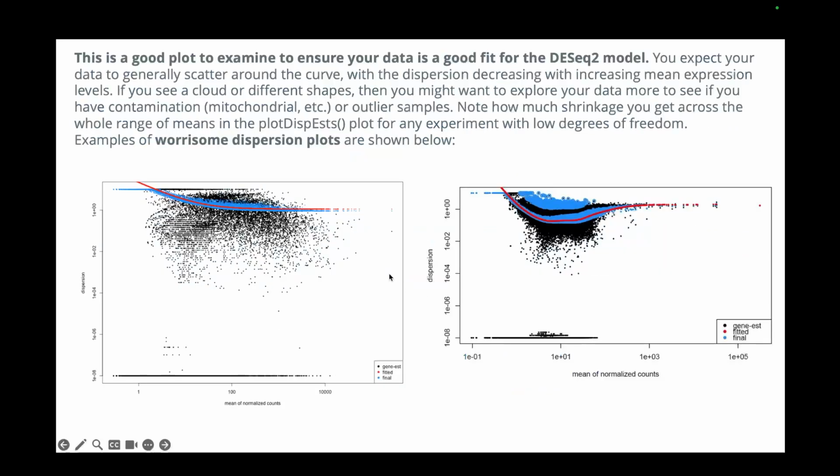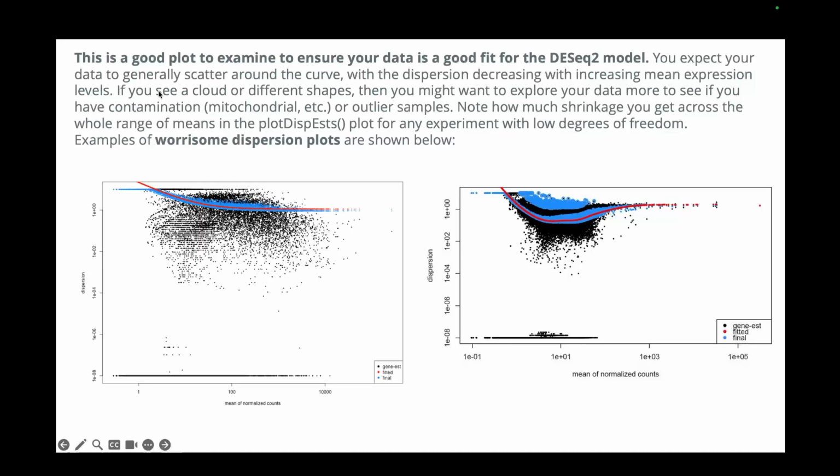Okay. So this is a good plot to examine and ensure that your data is a good fit for the DESeq2 model. You expect your data to generally scatter around the curve with dispersion decreasing with increasing mean expression. So with an increase in mean expression, your dispersion should decrease. They should have a negative correlation, right? So that kind of trend should be followed.